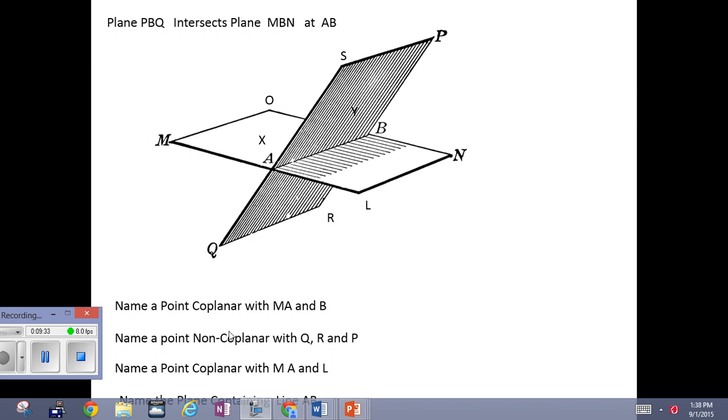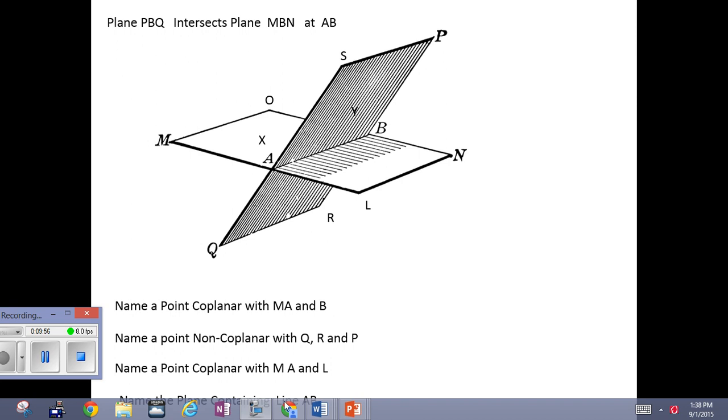Name a point non-coplanar with Q, B, and R. So Q, B, R is the shaded plane. A point that is not coplanar, is not on that plane, might be L, N, O, M. Okay, they are not on that plane. This makes them non-coplanar.